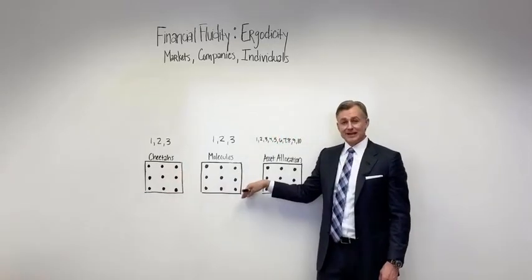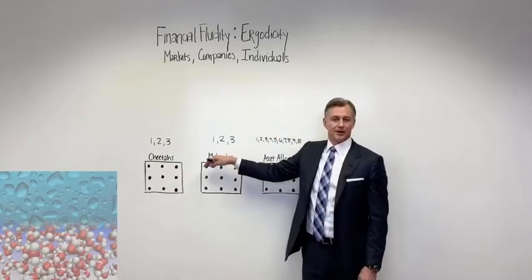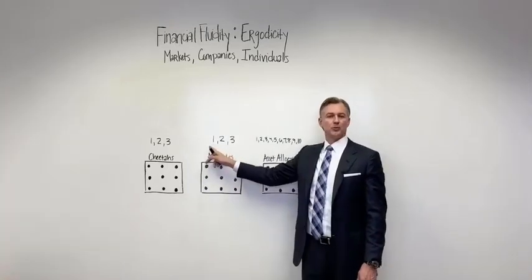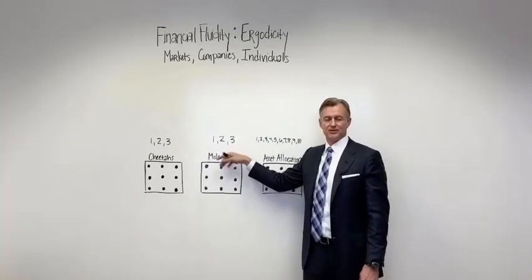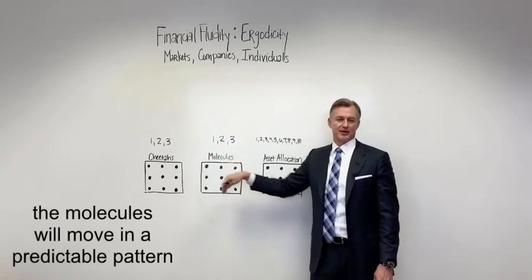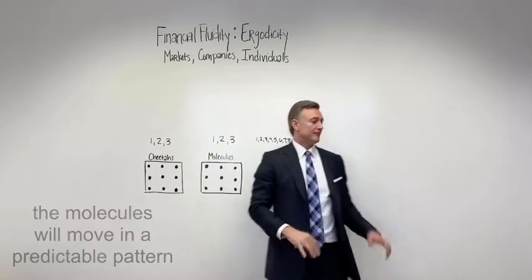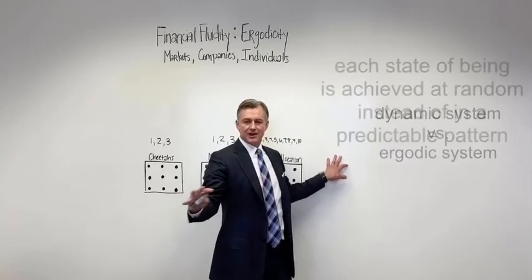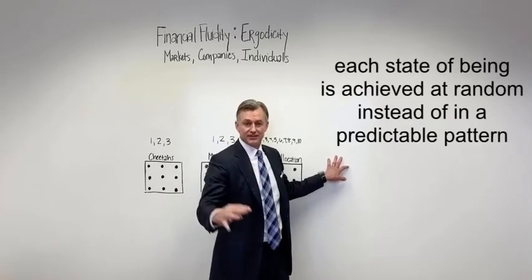When we went to a dynamic system, water molecules, if we apply a heat source, they can all change. They can move from cold water molecules to hot molecules, but they'll move in a kind of predictable pattern depending on where the heat source is applied, right? Versus an ergodic system, which is a random over time experience of each of the states of being.